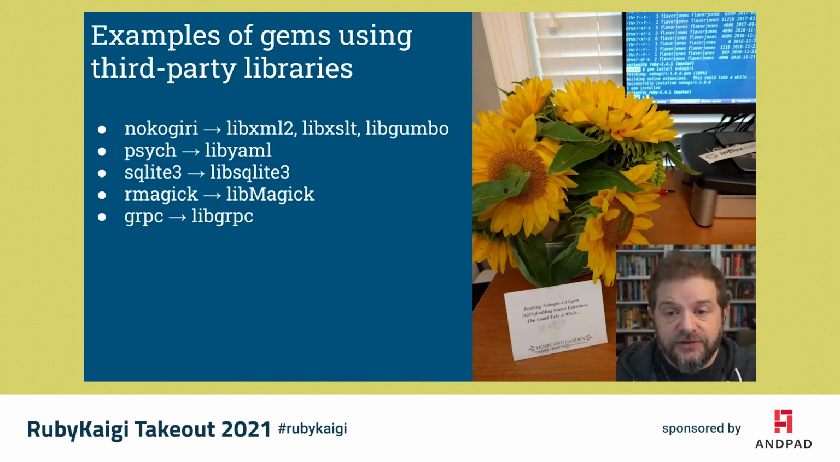Many RubyGems use C extensions solely to integrate with a third-party library. Some examples are Psych, SQLite 3, RMagick, gRPC. You can probably think of one or two others. Most of these gems have a thinnish wrapper of Ruby and C that work together to make the library's features available as idiomatic Ruby.